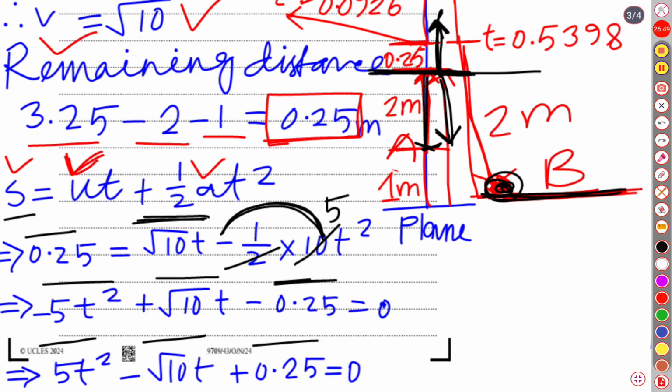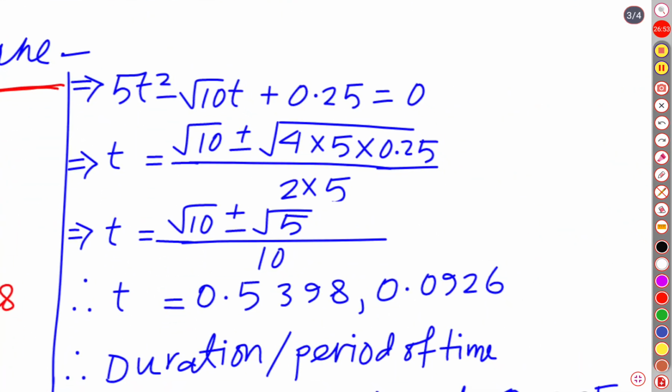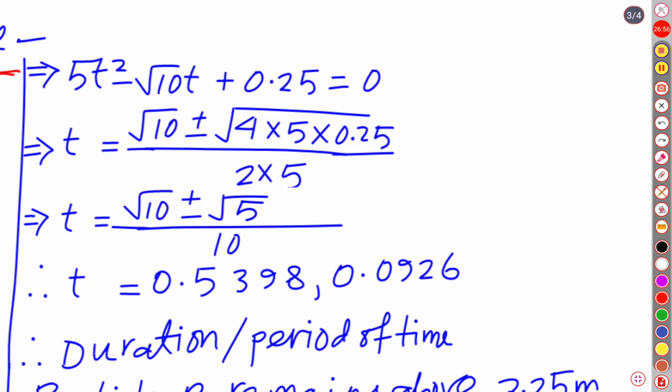Well, I have already written it beside this solution. So our equation is 5t squared minus the square root of 10 t plus 0.25, and we can solve this quadratic equation. t is equal to negative b, and negative negative is now positive, b plus minus the square root of b squared minus 4ac, you know it very well. Then we get the square root of 10 plus minus the square root of 5. 4 fives are 20, 20 into 0.25 is actually 5. Then for t, we are getting two values.